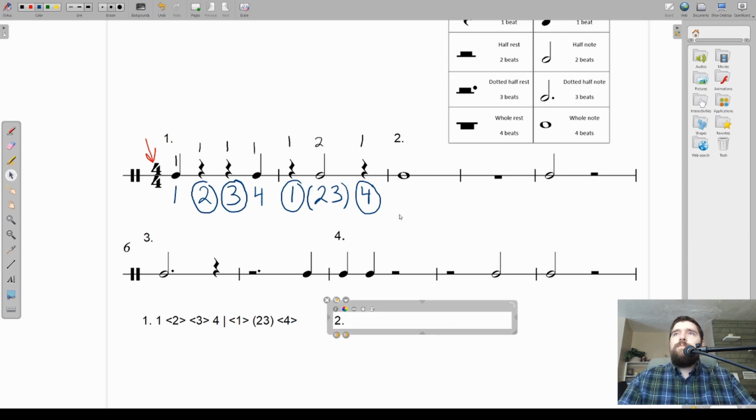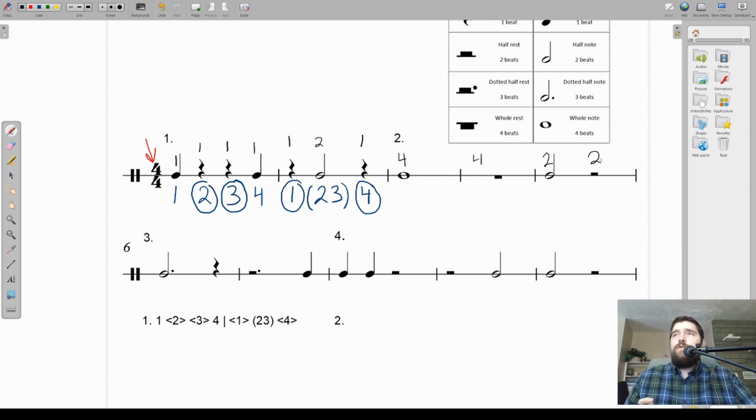So number 2, I take a look at this note right there, and that one gets 4 beats. A whole rest gets 4 beats. A half note gets 2 beats. A half rest gets 2 beats. So now underneath each one, you write into parentheses if it gets more than 1 beat. This is beats 1, 2, 3, and 4. Now for this next one, it's also 4 beats, and they're all together: 1, 2, 3, 4. And then we have 2 beats here, and beats 3 and 4 here.